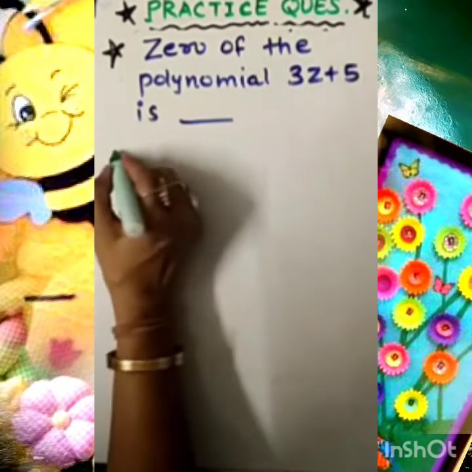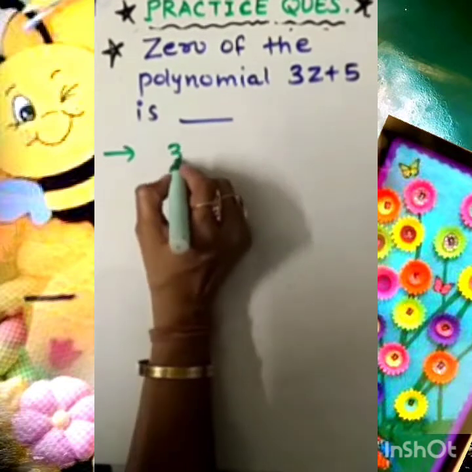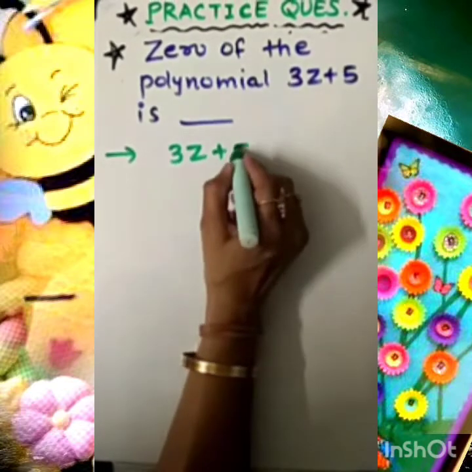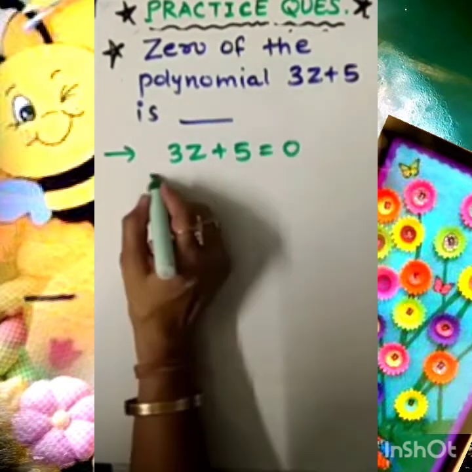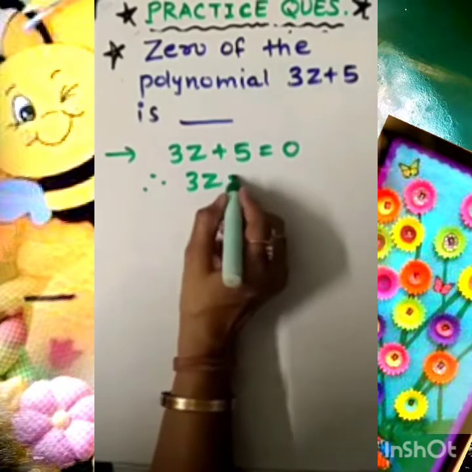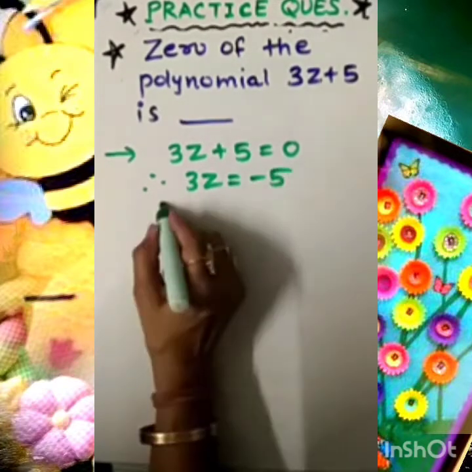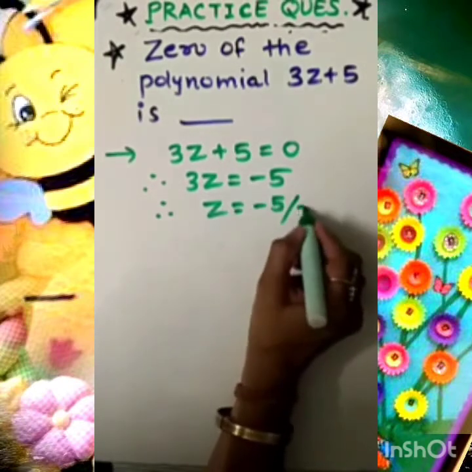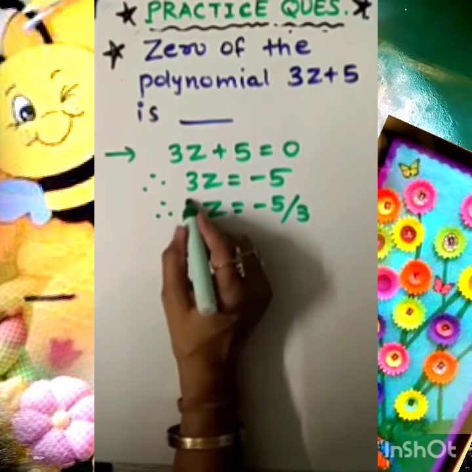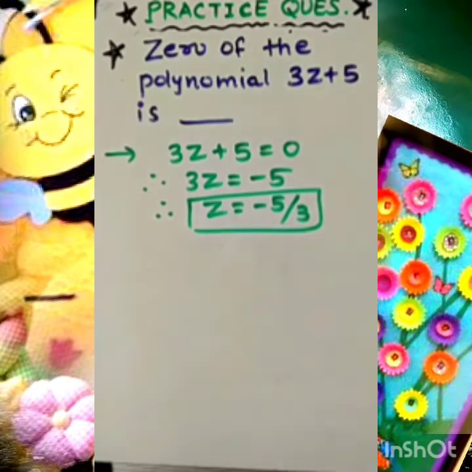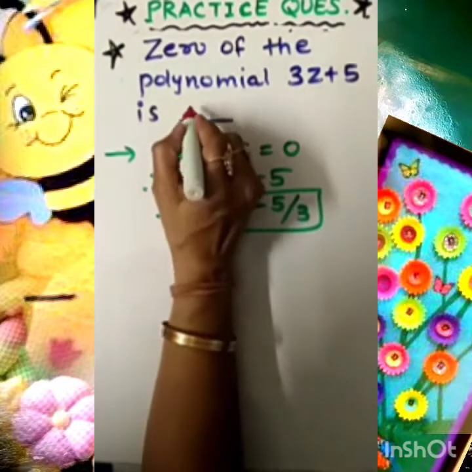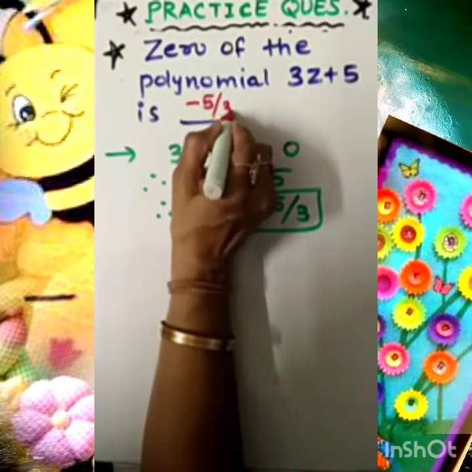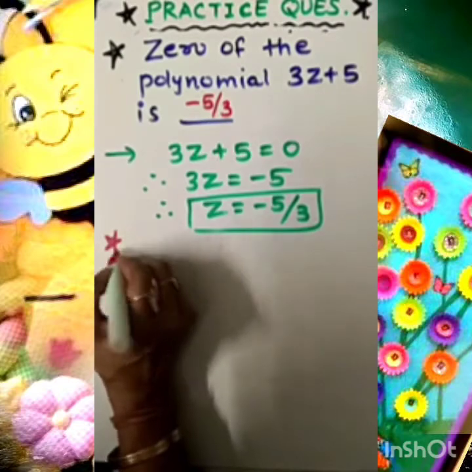How to solve? Let's see. So dear student, here 3z plus 5 equal to 0. Therefore, 3z equal to minus 5. Therefore, z equal to minus 5 by 3. So dear student, we can say the zero of the polynomial will be minus 5 by 3. Clear to you?